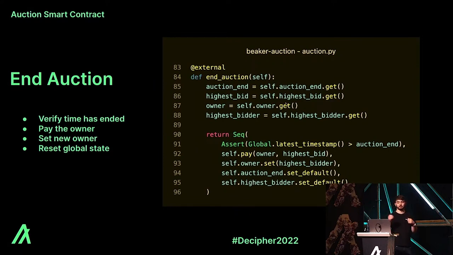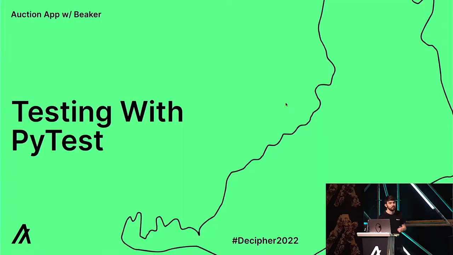We can set the auction end and highest bidder state values to the default values. So for auction end, this is just going to be zero, and for highest bidder, this is just going to be an empty string. And this is going to basically reinitialize the state to what it was when we first created it, except this time it's a new owner. So that was what the smart contract looks like.